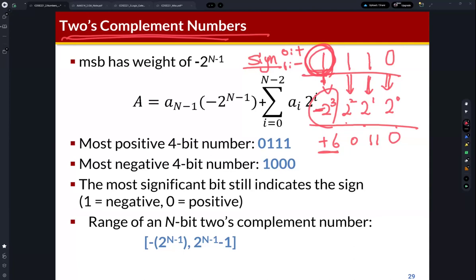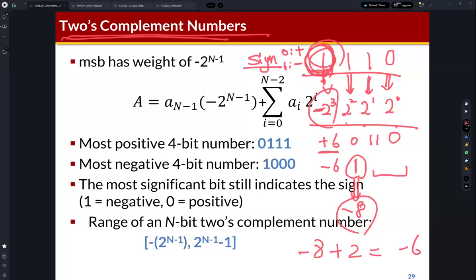But how about minus 6? The MSB must be 1 because this is the sign bit, and this represents minus 8. I mentioned that in 2's complement numbers, the MSB is equivalent to the minus magnitude, minus size. So it should be minus 8. Then the remaining bits need to be 2, because minus 8 plus 2 equals minus 6.